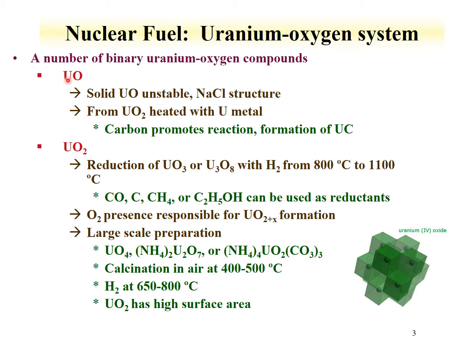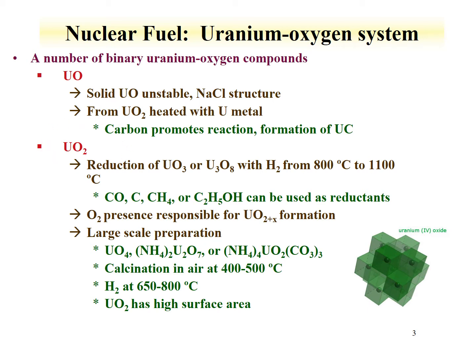Simple one, the uranium monoxide. It's very unstable. It has the sodium chloride structure, and you can form this by heating UO2 with metal. However, it's not a particularly stable system and tends to be a surface species. More dominant species is uranium dioxide.